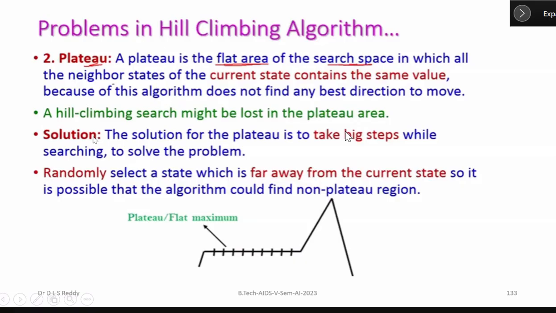So what is the solution? The solution for the plateau is to take big steps while searching. Instead of taking small steps and thinking that this is the maximum point we have reached, take big steps so that maybe you will get here and get to know that here there is a steep, so then you can move. Otherwise, you will think that this is a flat value, equal values are there, so this is the steepest ascent, and your algorithm may stop here. So that is one problem in hill climbing.